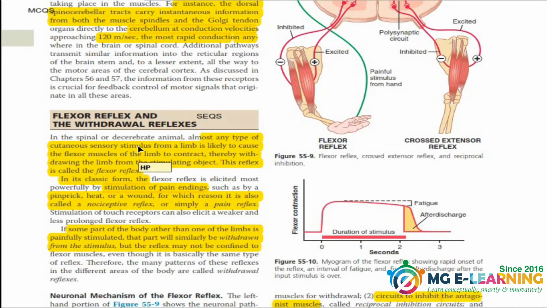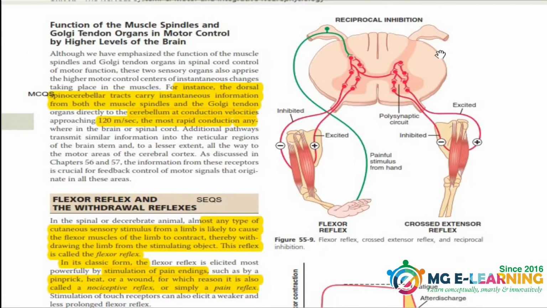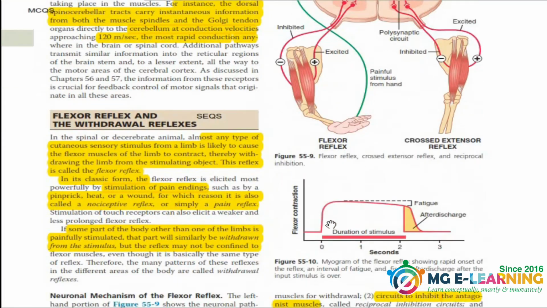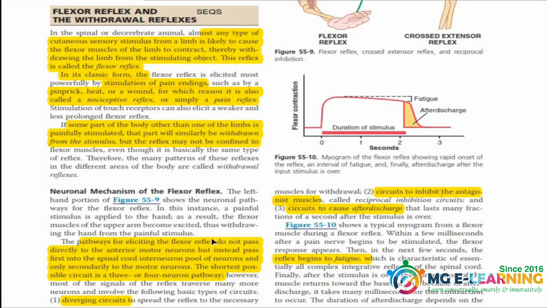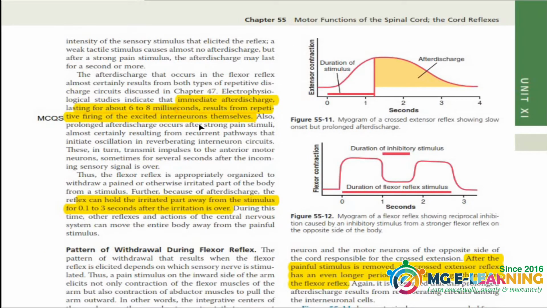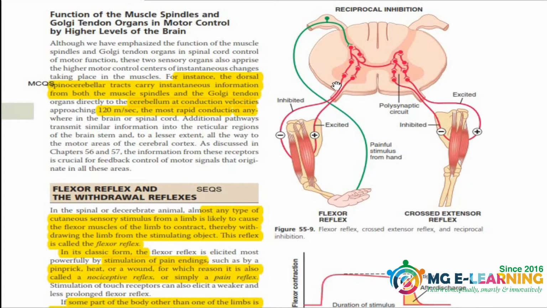Then the flexor reflex and withdrawal reflexes, all reflexes and their pathways with the neuronal circuit. This is all very important. Reciprocal inhibition and flexor reflexes, the neuronal mechanism of the reflexes, are all very important topics. From here you have to do MCQs. You have to do this diagram.